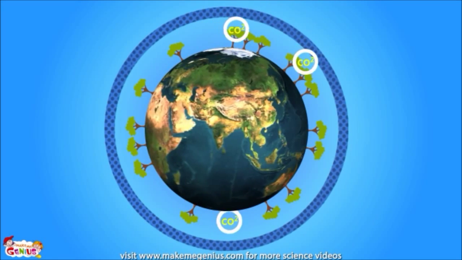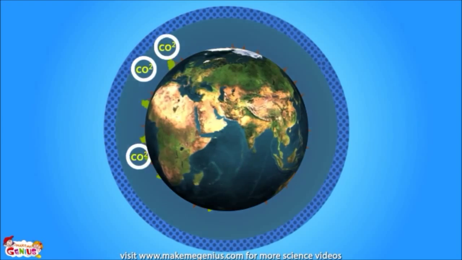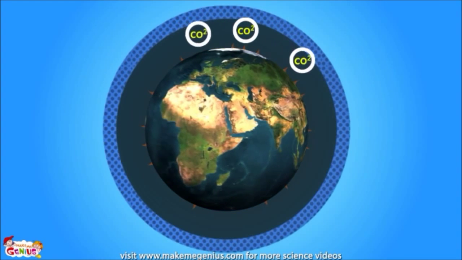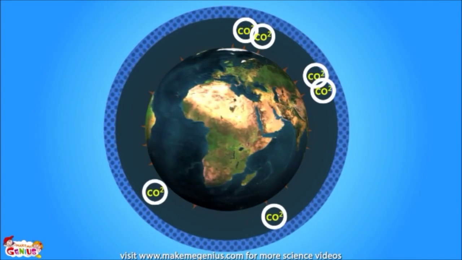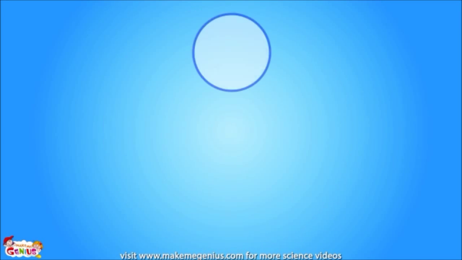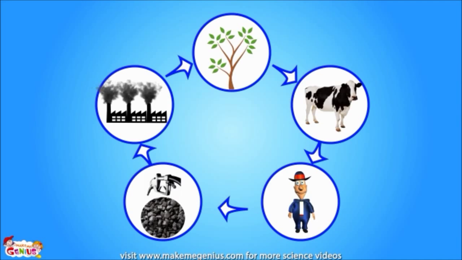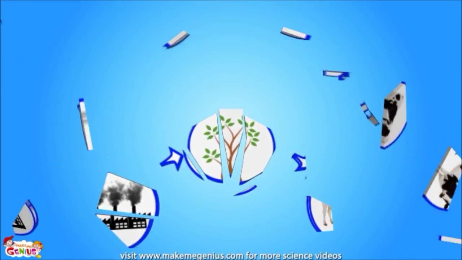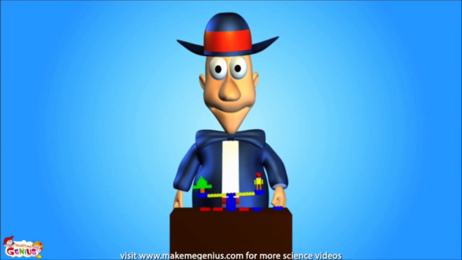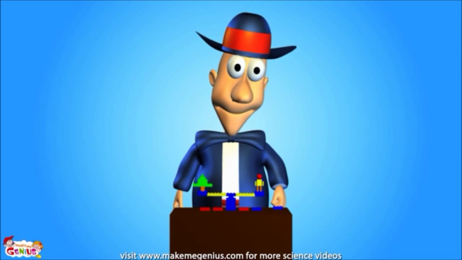It's the job of trees to absorb this carbon, but we're cutting down trees too. This leaves a lot of carbon in the air, which leads to global warming. And the delicate balance of the carbon cycle is broken by us. Now that you know about the carbon cycle, maybe you can help Mother Earth keep her balance.